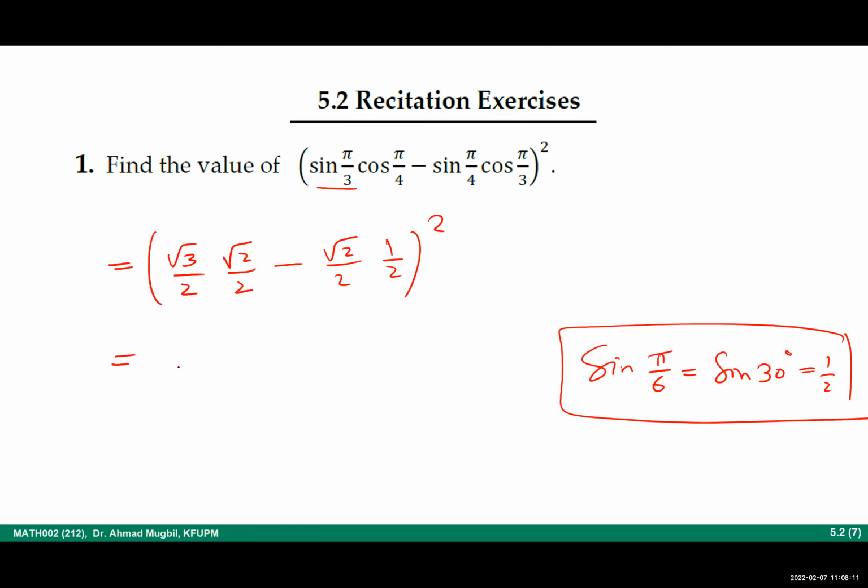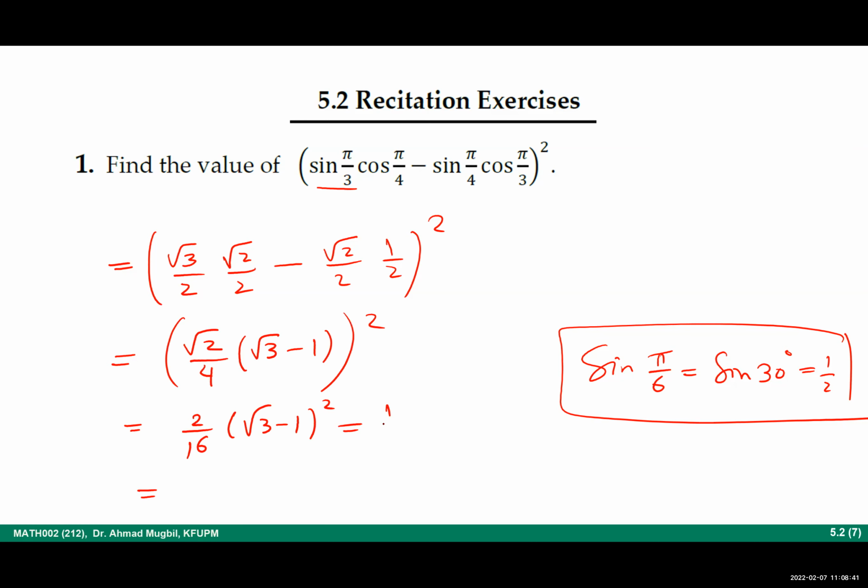Yes, I believe that you are right. So we will take here what as a common factor? Square root of 2 over 4. And what we will have? Square root of 3 minus 1 left, right? All of them are what? Squared. Don't forget that. Now what you will get? 2 over what? 16. Square root of 3 minus 1, which is what? Squared. Which is what? 1 over 8.